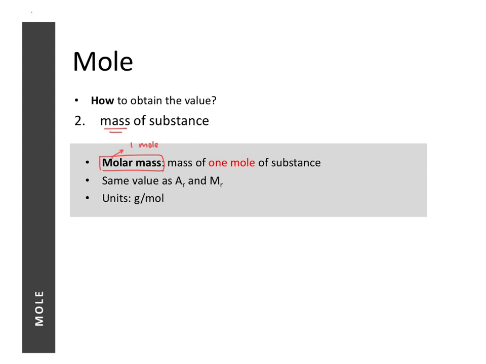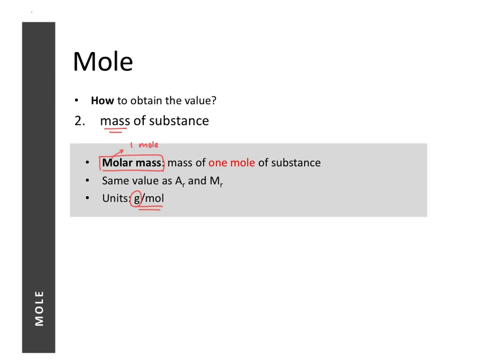Alright, but the difference is, by the way we define molar mass, the mass of 1 mole of a substance, it actually has a unit because it's not relative, it's not compared to anything. So the units for molar mass will be grams per mole. Take note, grams per mole.